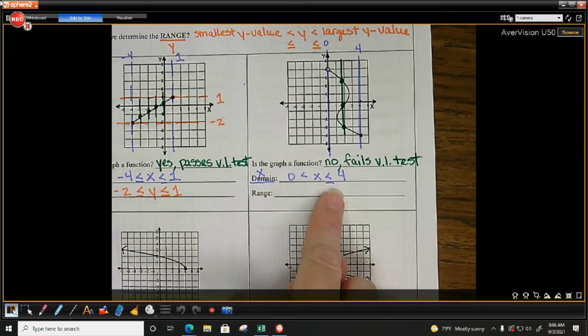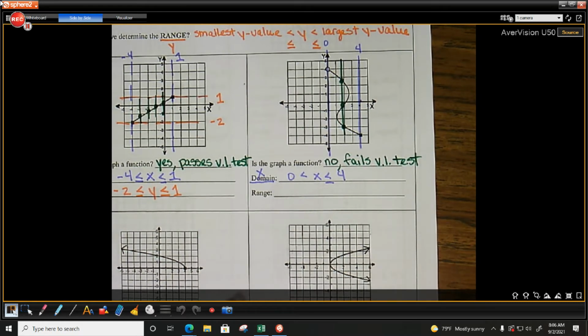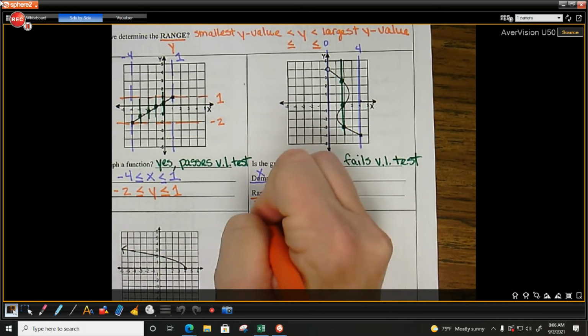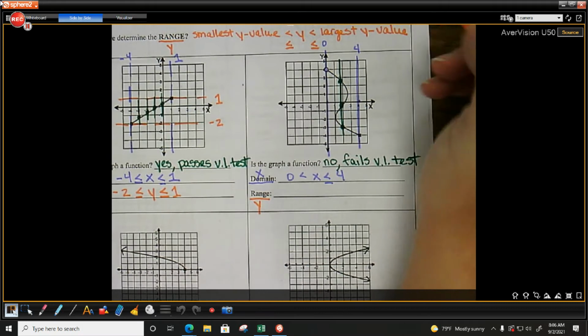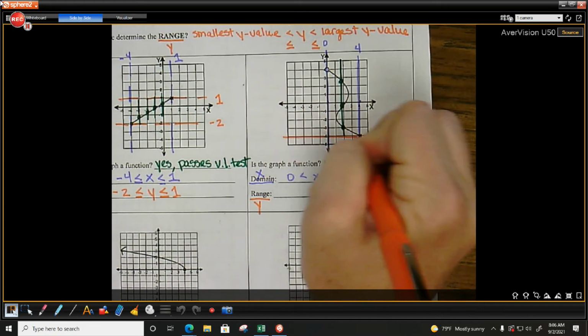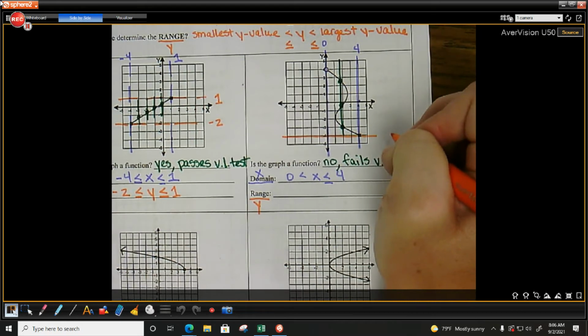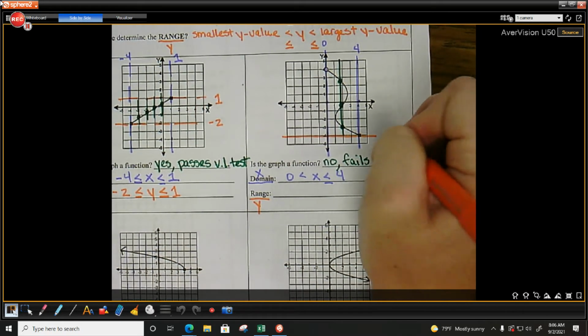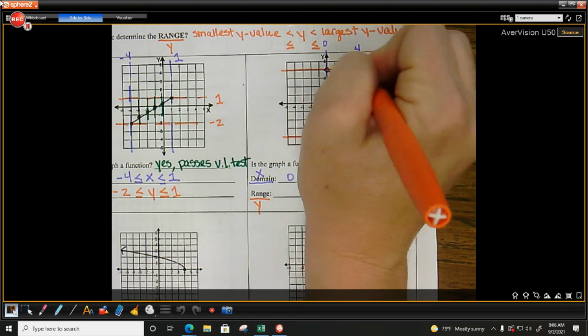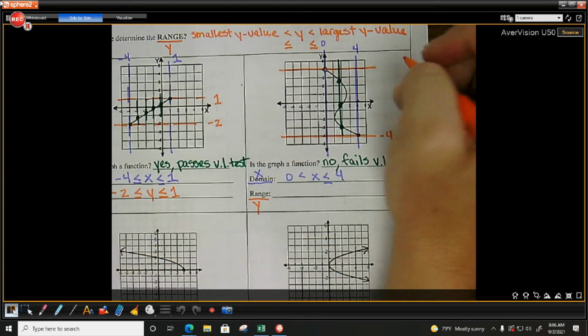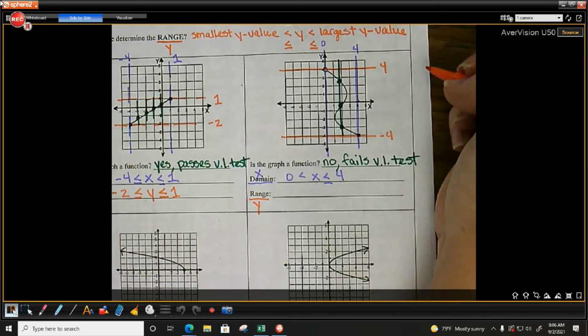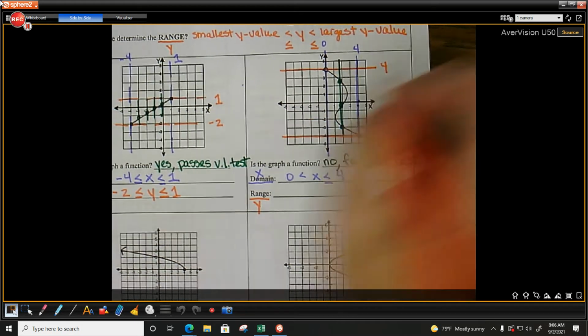Now let's do our range. Range is y, which is up and down. Find the bottom. Where does that hit the y-axis? Negative 4. There's the top. Where does it hit the y-axis? Positive 4. Okay? So negative 4 is less than y is less than 4. Small to big.